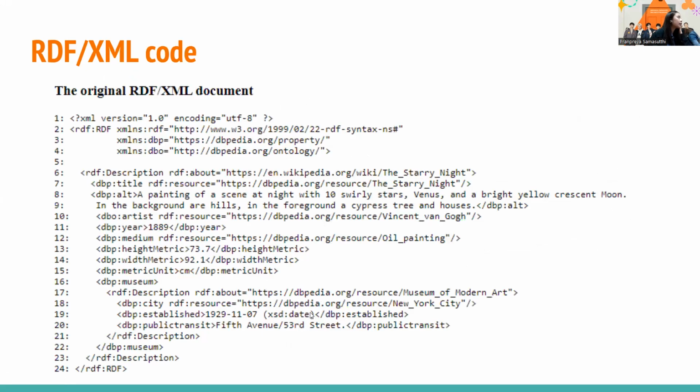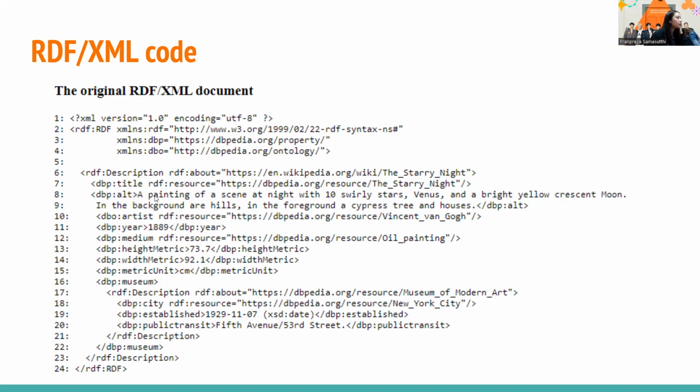And the next is our RDF XML code. We use two URIs for the topic, which are the DBpedia property and DBpedia ontology, and we define them as DBP and DBO. And for the subject, we use Wikipedia. And for the predicate, we use DBP total, DBP alternate, which are existing predicates that DBpedia provides on the internet.